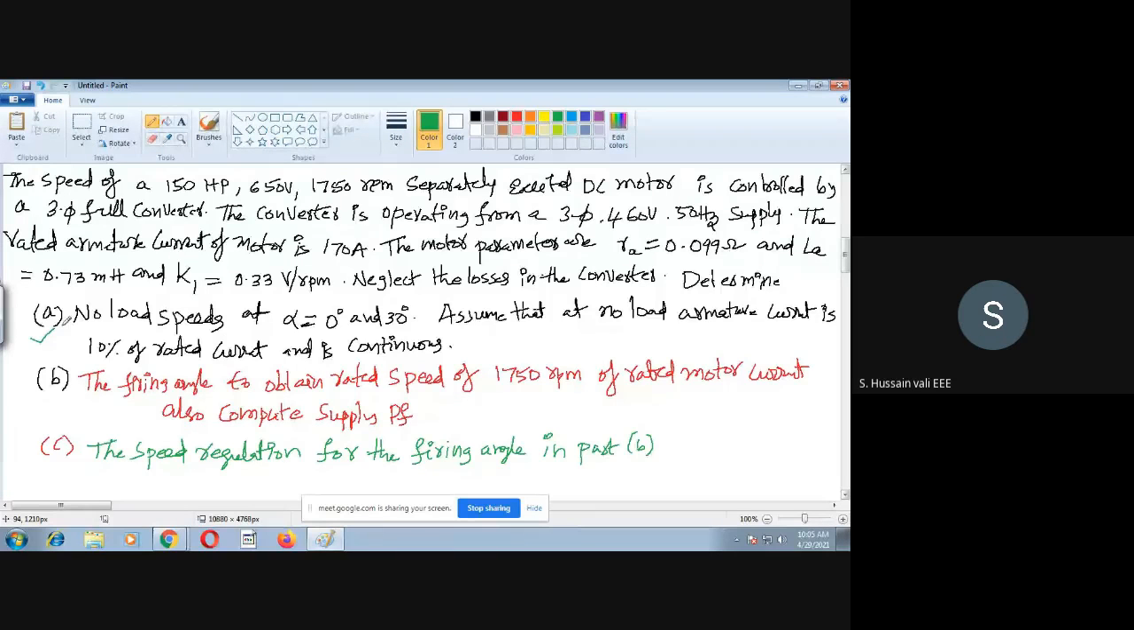First of all, what you need to understand here is that this is a separately excited DC motor. It is fed from a three-phase full converter, and the three-phase full converter is getting a three-phase supply. The remaining specifications of the motor he has given. He said one more important thing: neglect the losses in the converter. So there are no losses in the thyristors in the converter. That's what he means.